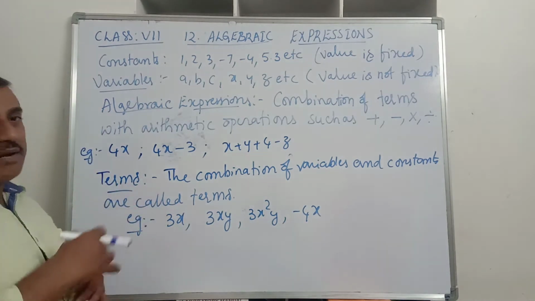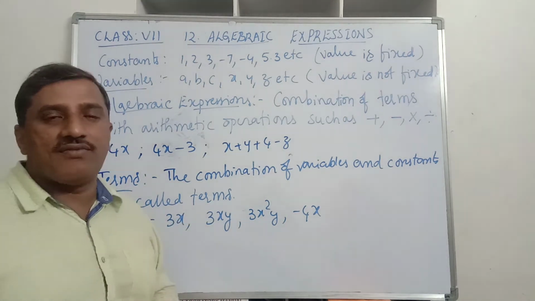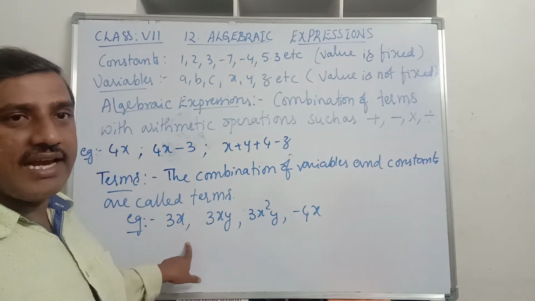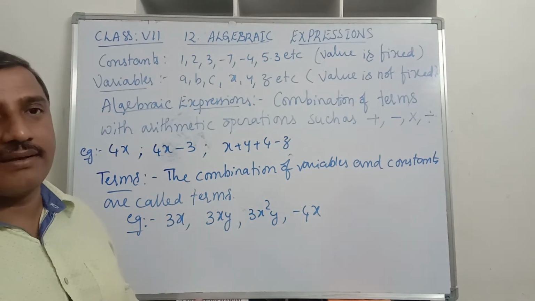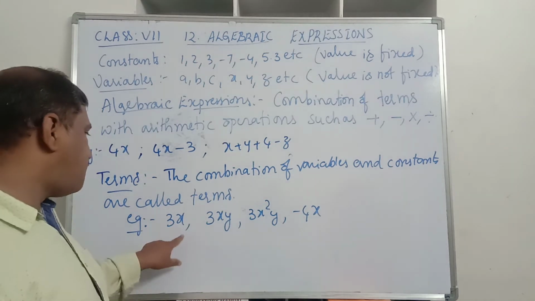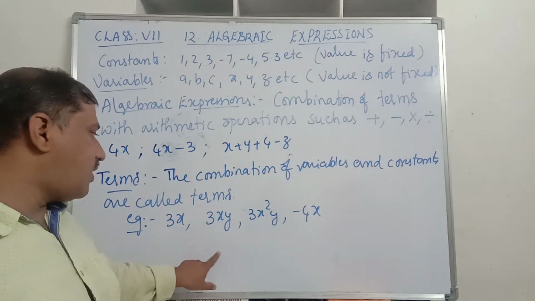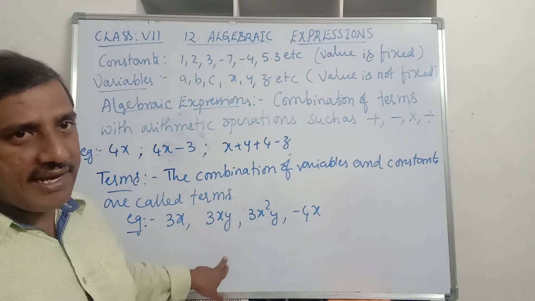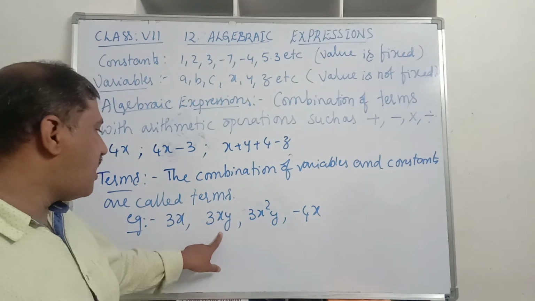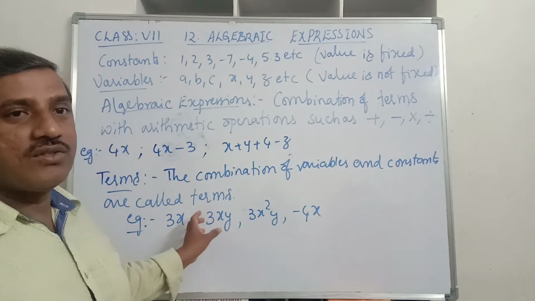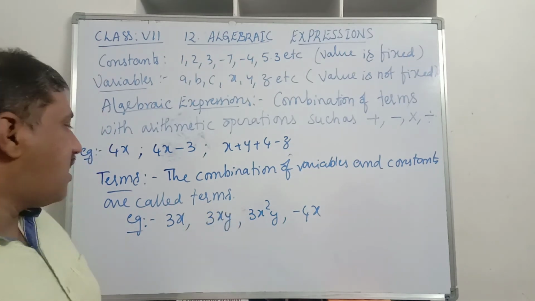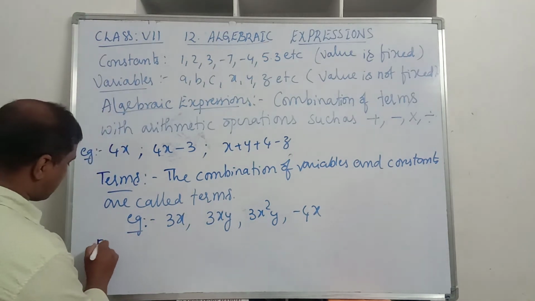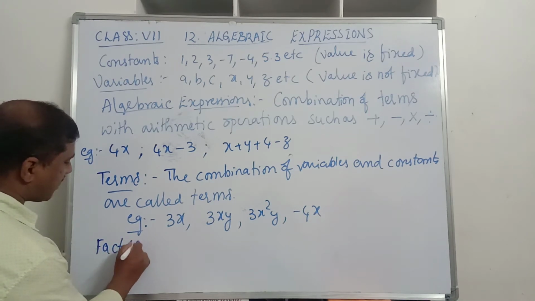Now these terms can be expressed in the form of factors. How did we get 3x? 3 is multiplied by x, so 3 and x are the factors of 3x. 3xy means 3 into x into y. How is it formed? 3 is multiplied by x, and that product is multiplied by y. Therefore 3 into x into y, so 3, x and y are called the factors of 3xy. Now how do we write factors?